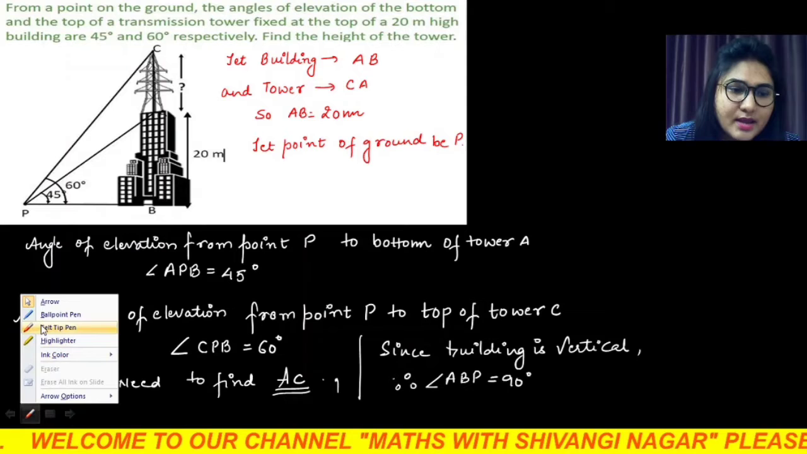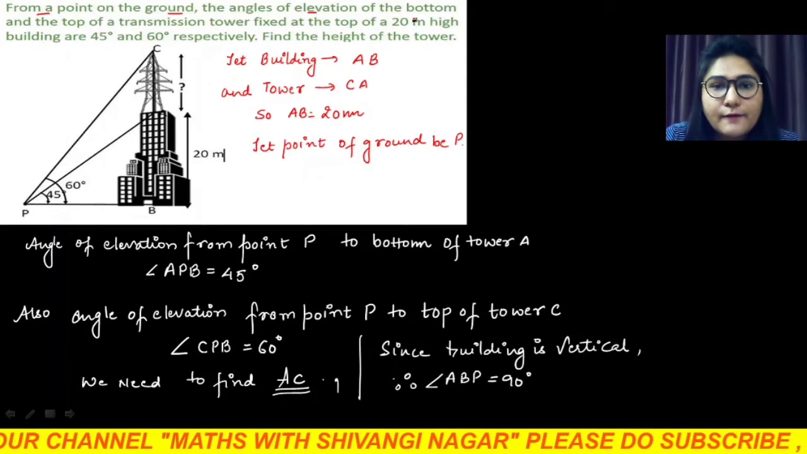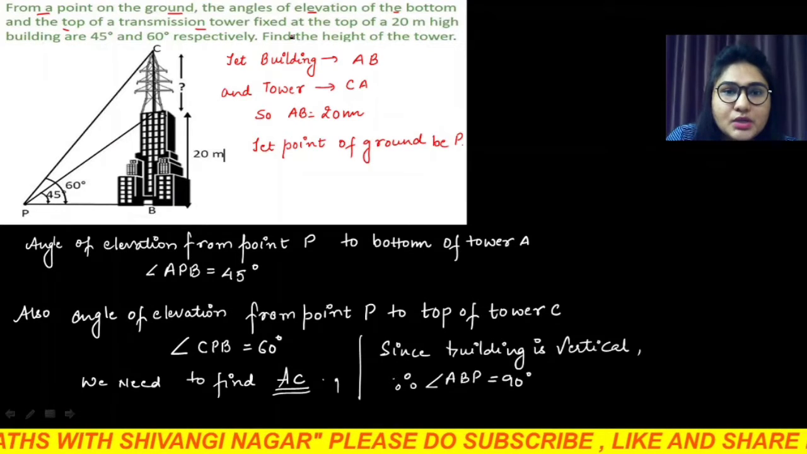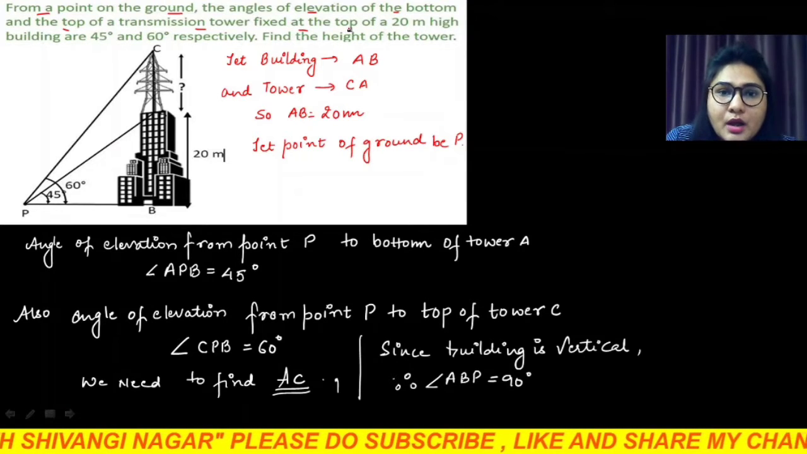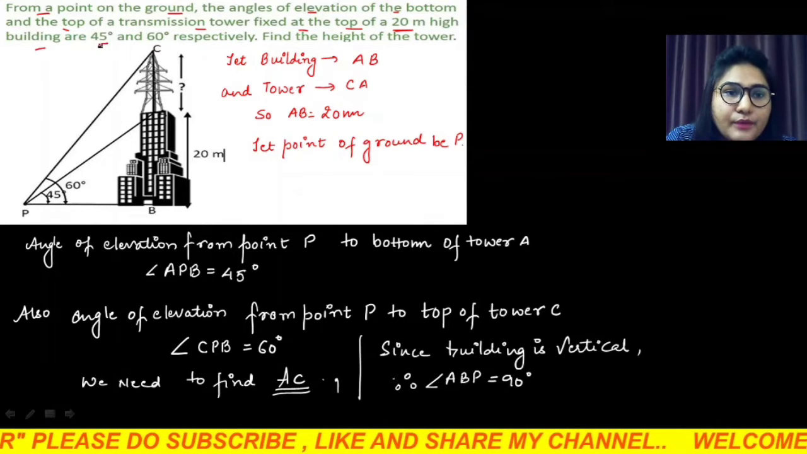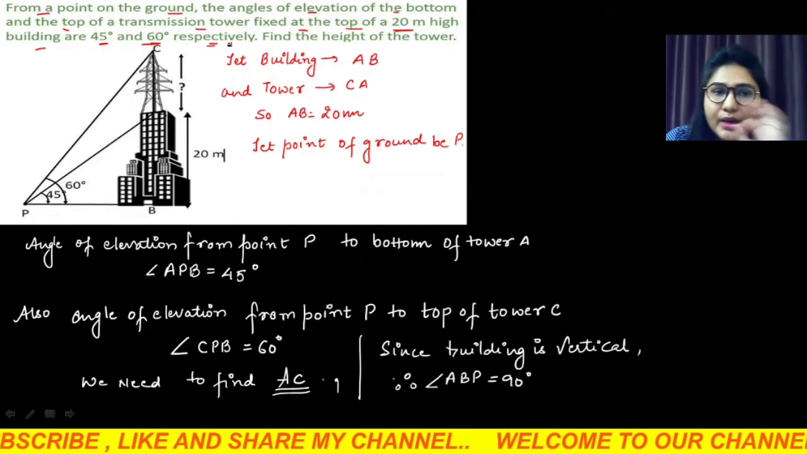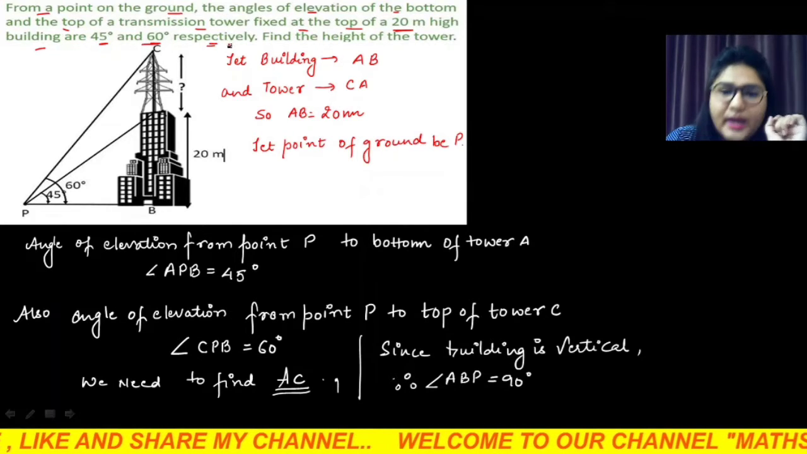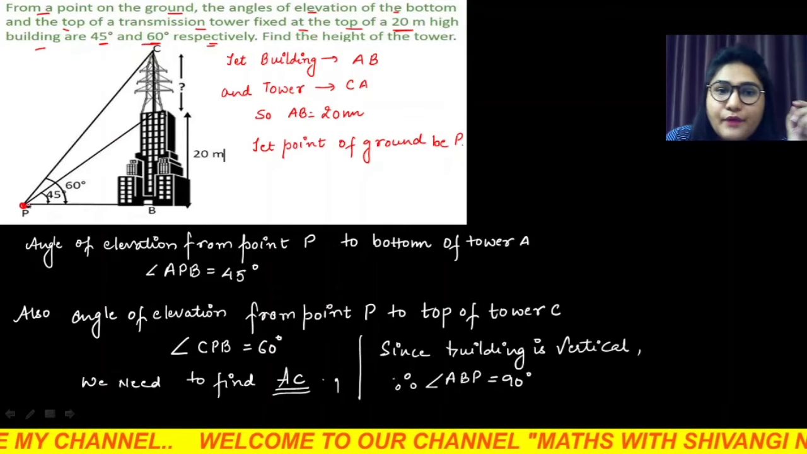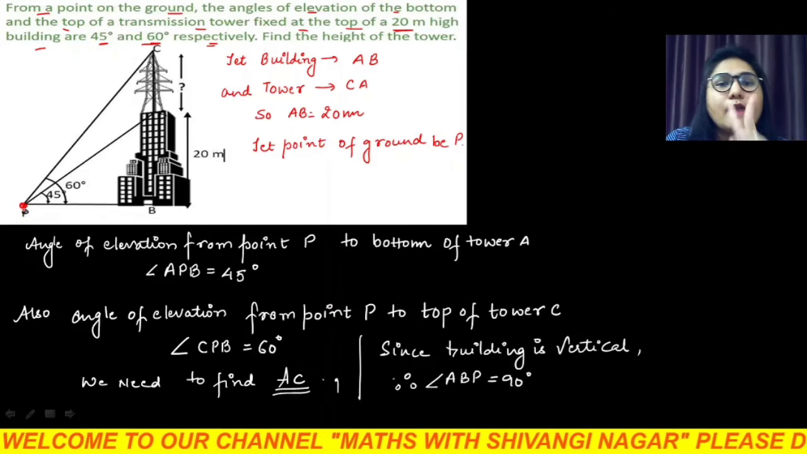What the question says: from a point on the ground, the angles of elevation of the bottom and the top of a transmission tower fixed at the top of a 20-meter high building are 45 degrees and 60 degrees respectively. Here we are given a point. Let's say the point is this P, and from this point P we are given the two angles of elevation.